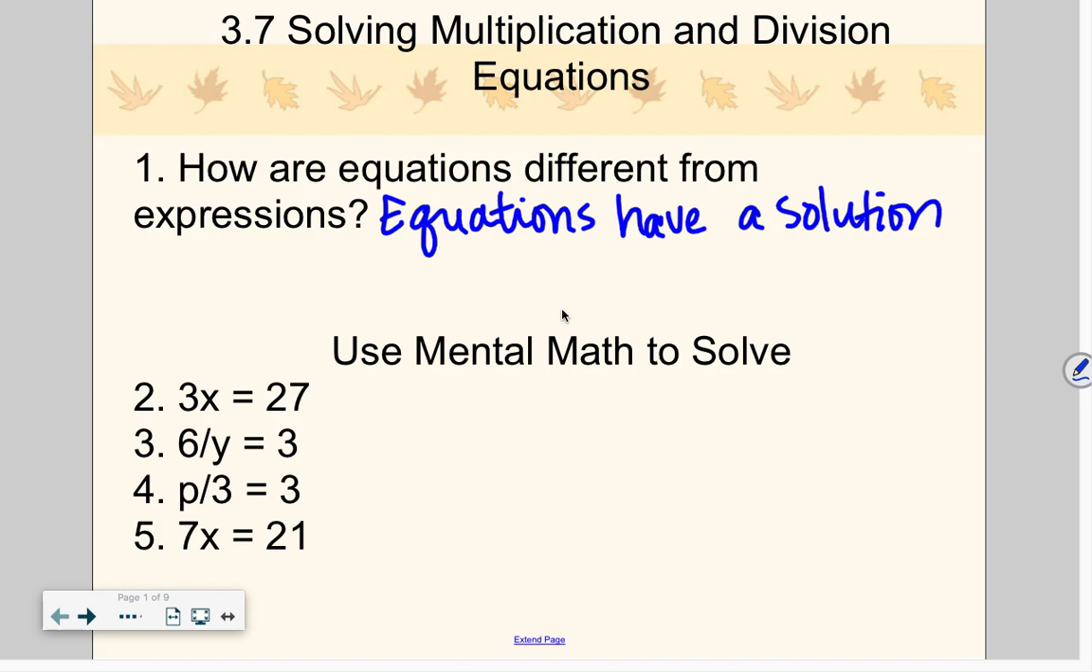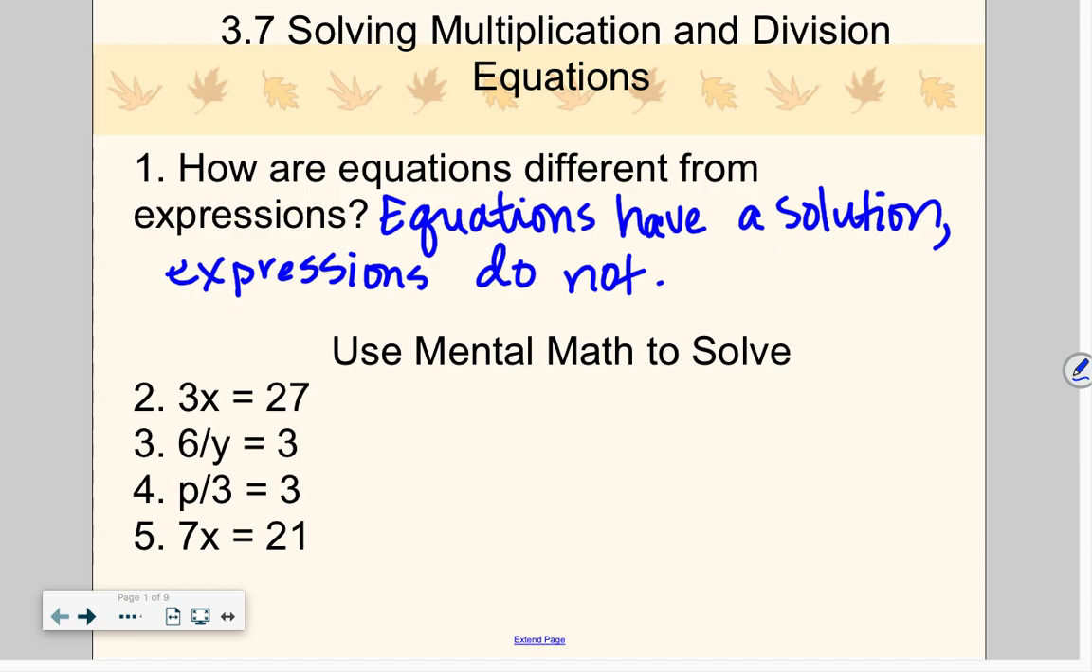Does that completely answer my question? How are equations different from expressions? We said equations have a solution. What about expressions? Do expressions have a solution? Equations have a solution. Expressions do not. An expression, remember, is something like 3 plus m. An equation would be 3 plus m equals 8, or 3 plus m equals 12. So an equation has a solution, an expression does not.